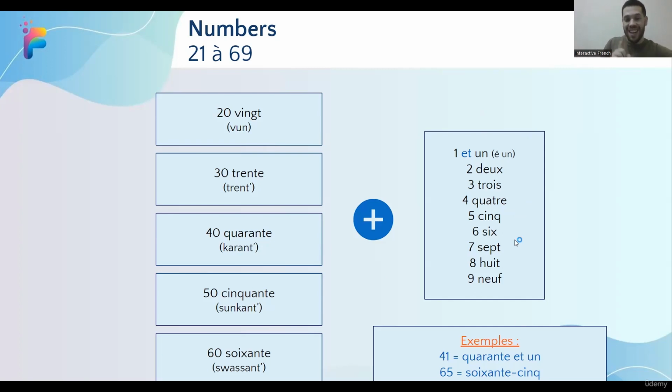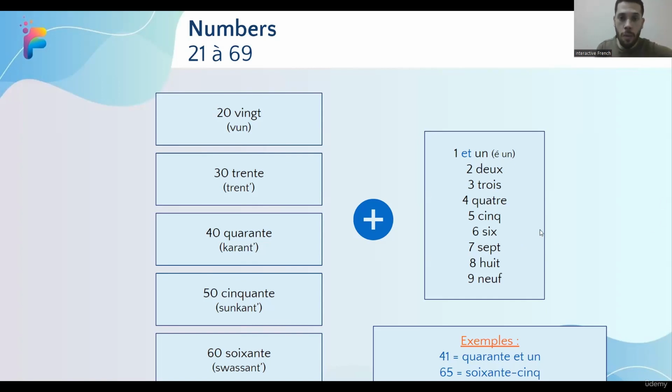So you just say et for 1, right? And for the rest, 32, 43, 55, 66. Super simple, okay? You just have to know 20, 30, 40, 50, 60, and then make sure that you know the numbers from 1 to 9, and you're good to go. Okay? So that's for the numbers from 21 to 69.